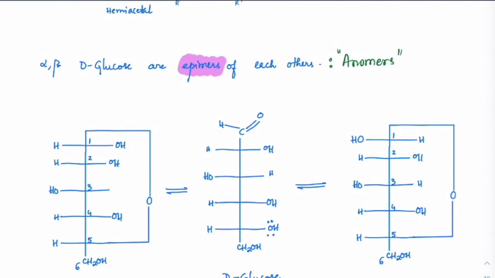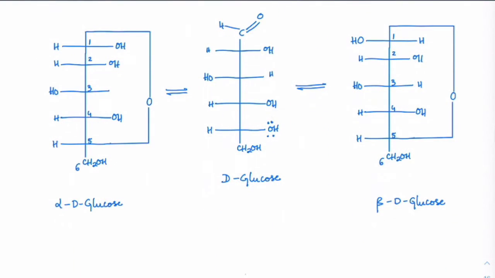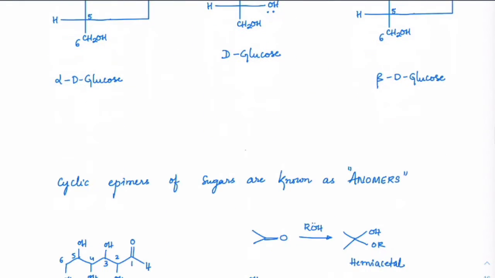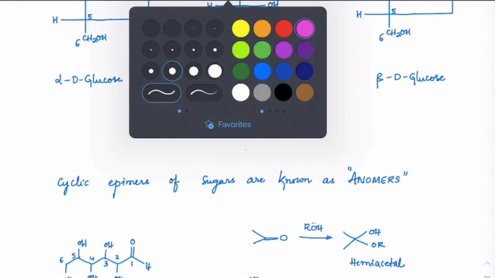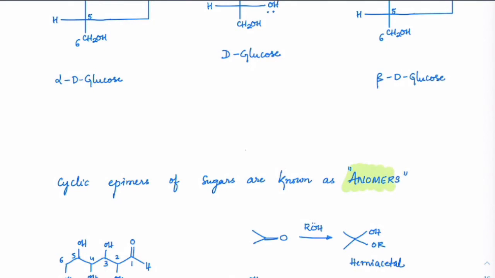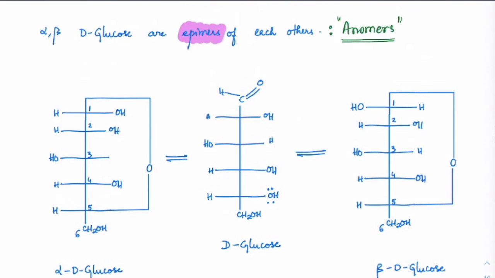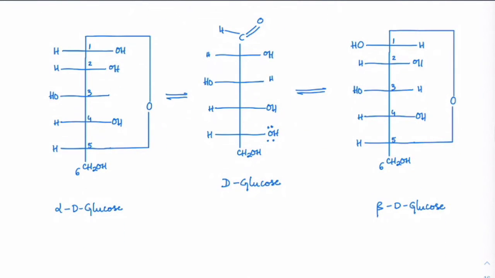So this is an important word. What is an anomer? Anomer is nothing but a cyclic epimer formation. Just like we use the word enantiomer for non-superimposable mirror images, here we use anomers, which are the cyclic epimers of any sugar. Okay, I have written that here, check it out. So this is anomers, correct?